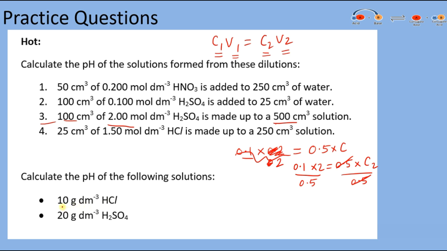Okay, so here you have to convert gram per dm cube into mole per dm cube. I hope you can do that. You just have to find the formula mass of hydrogen chloride and divide 10 by that. Once you convert the grams to moles, you get mole per dm cube. So you just have to divide that by the formula mass Mr of HCl. That will convert the gram to mole, and then you have the concentration of HCl. Both of these are strong acids, so it should be really straightforward to work out the pH.